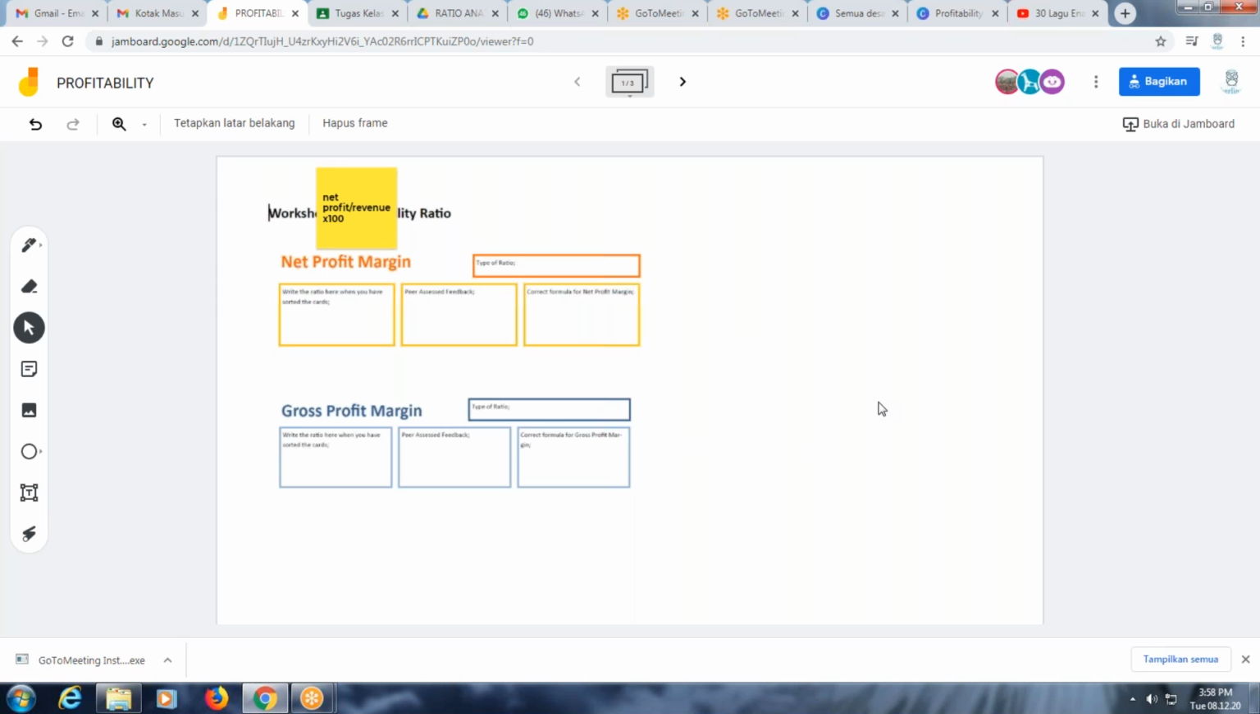Okay, I see the sticky note here. Okay, for the net profit margin: net profit divided by revenue times 100. Okay, for the next, can you join me with the Jamboard, please? The other one.